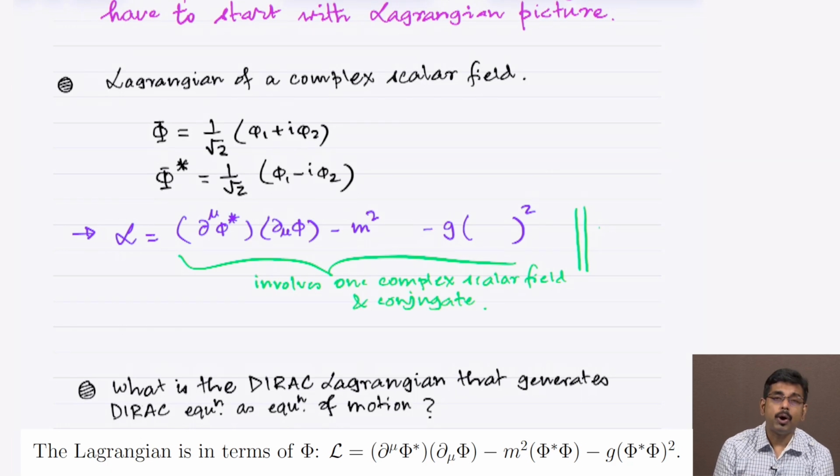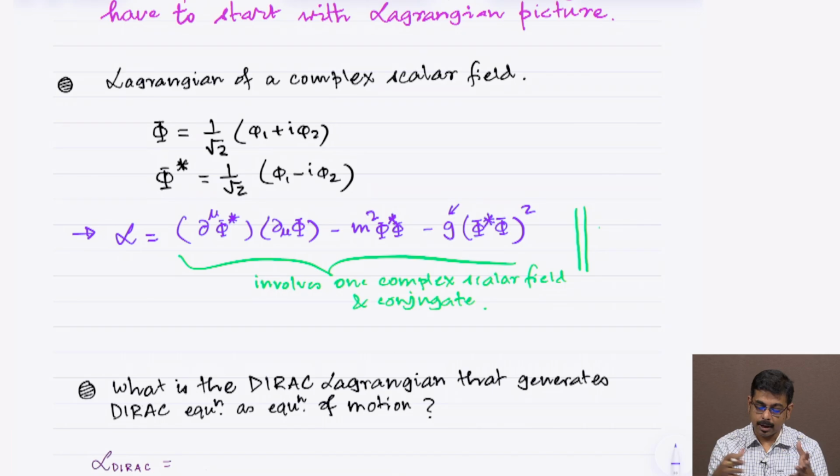And then what will be the mass term in this particular case? I should write it like minus m square phi star phi, and I can also write an interaction term of the order of phi star phi whole square, which is proportional to some constant g, which gives you some self interactions, right. So, this is one possible way of putting up the Lagrangian for a complex scalar field.